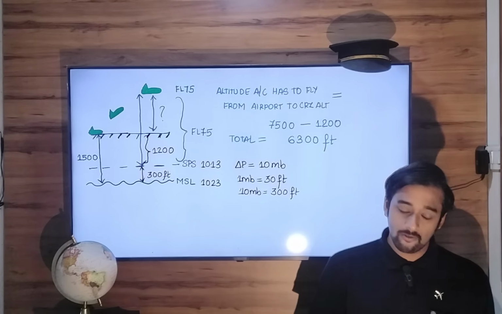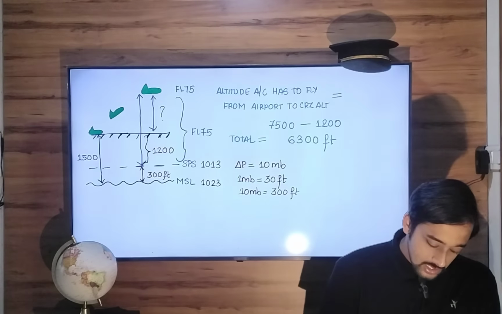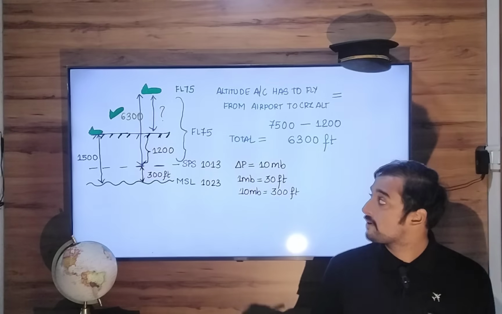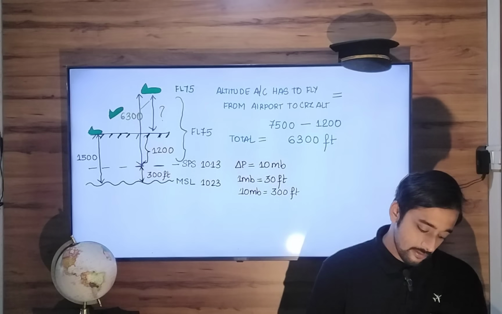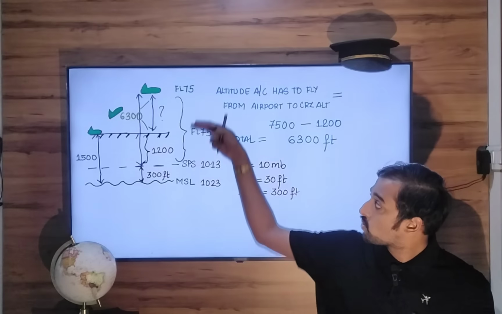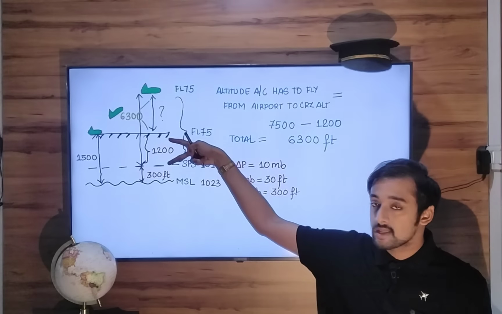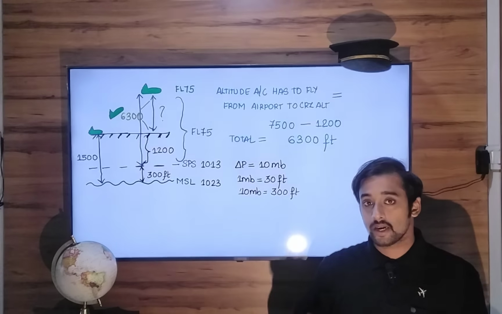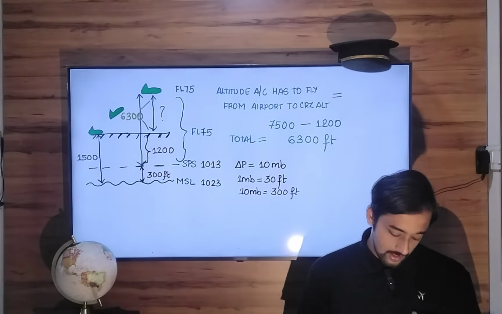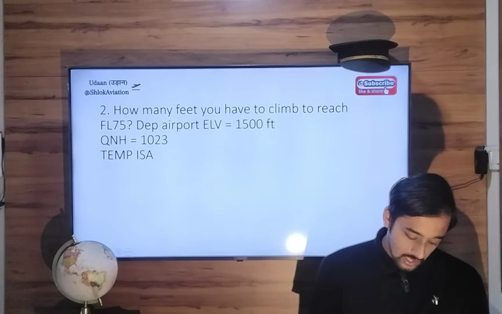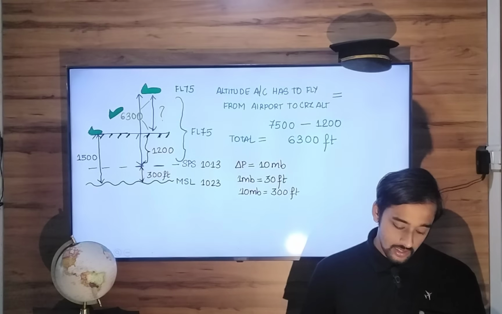So the aircraft will have to fly a total of 6300 feet. This total was 7500. Out of that we eliminated this and we got 6300 feet. That is how much we have to climb from ground to that level. So, 6300. Let's go to the next question.